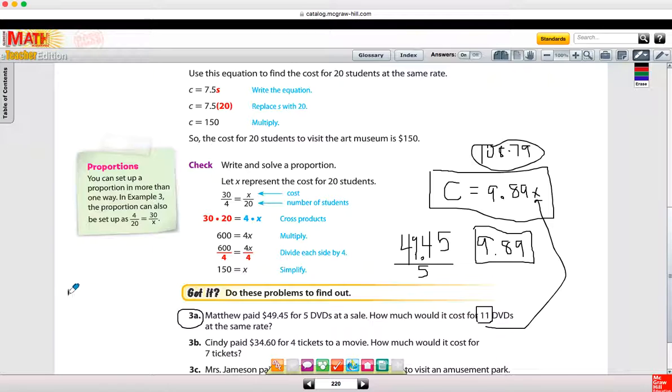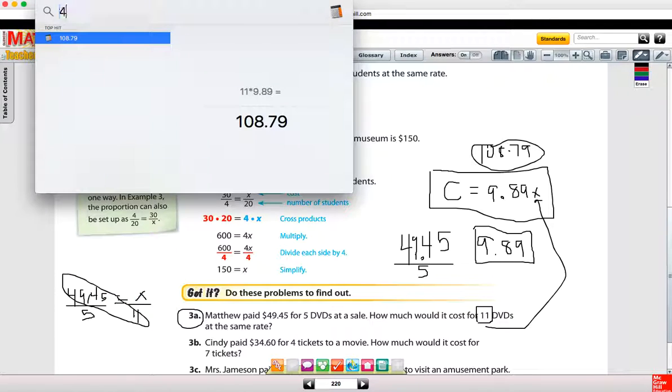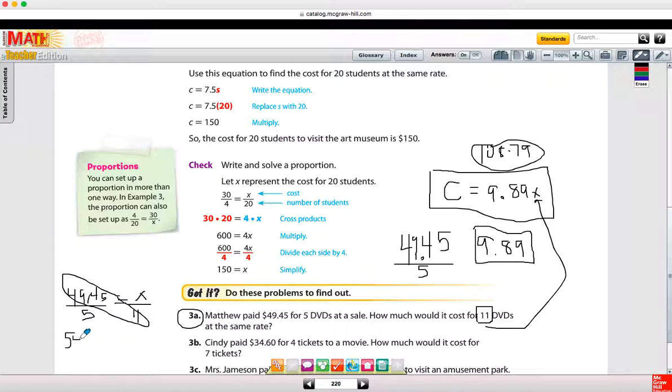So that's how this would look. $49.45 for 5 DVDs equals X amount of money. How much money for 11 DVDs? We're going to use cross products and take $49.45 times 11 to get 543.45. That's cross products this way here. And then 5 times x is equal to 5x.